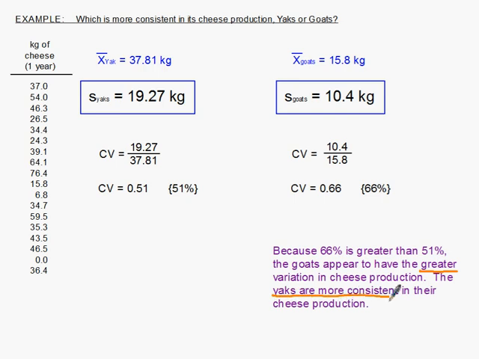Right? So where before, if you just looked at the sample standard deviations, you might conclude that the goats were more consistent, really, by looking at the coefficient of variation, you see that it's the yaks that are in fact more consistent. And you use this coefficient of variation again when the data is from two very different kinds of anything, in this case animals. But if there's a great difference in scale of the means, then you might want to use the coefficient of variation.